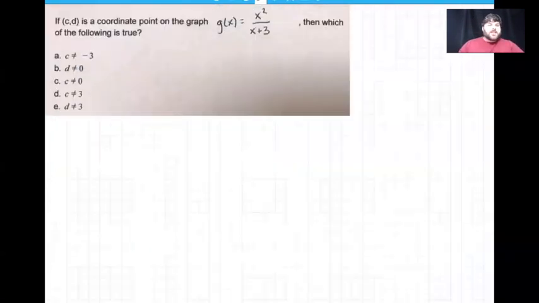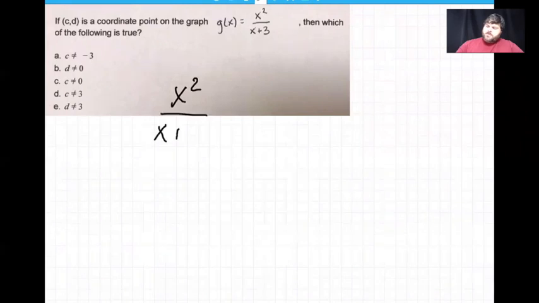All right, if (c, d) is a coordinate point on the graph g of x equals x squared divided by x plus 3, then which of the following is true? Just looking at the answers, I see that it's saying c can't be -3, d can't be 0, c can't be 0, c can't be 3, d can't be 3. What is it saying? It's saying the x and y coordinates can't be certain numbers. Okay, so let's think about this.